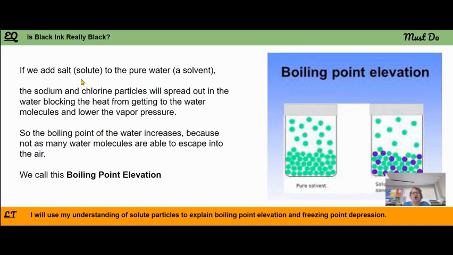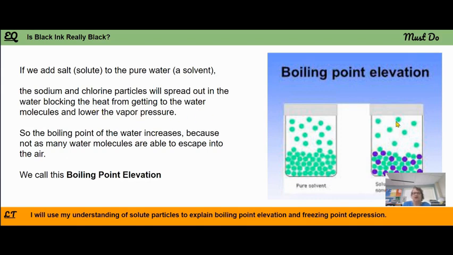Okay, if you add salt to pure water, the sodium and chlorine particles spread out in the water, blocking the heat from getting to the water. If we have heat coming in from the bottom, let's say there's a burner underneath pure water, the water molecules are going to start moving faster and faster. If we add sodium chloride, which is salt, an ionic compound, into that water, those particles are going to break up and spread throughout the water.